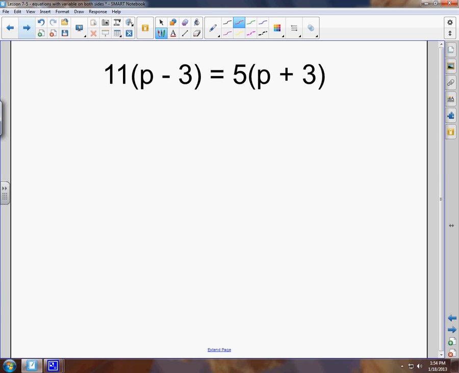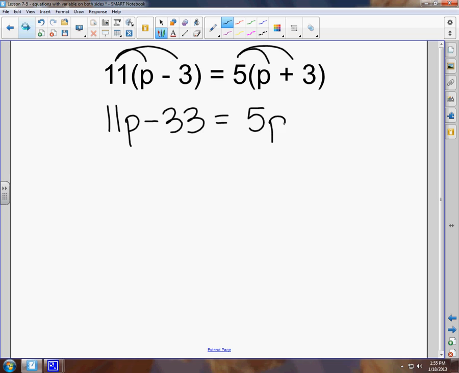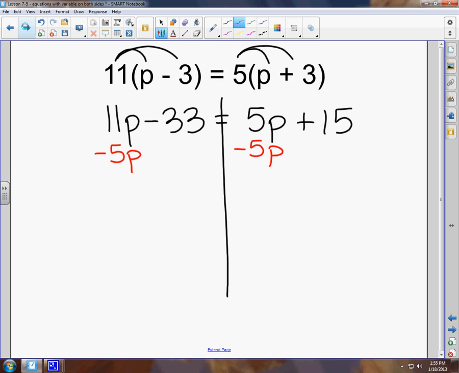Okay, let's try one more problem, and then we'll be done. All right, so you're going to use the distributive property. So then I get 11p minus 33 equals 5p plus 15. So I am going to minus 5p first, and you could do minus 11p, you could add 33, or you could minus 15. You actually have 4 different choices of what you can do.